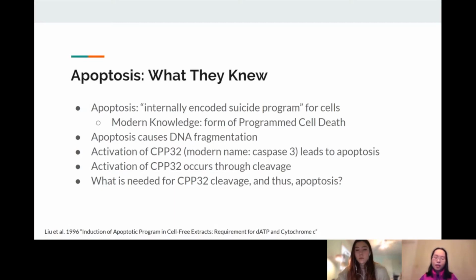They know that activation of CPP32, which is this protein, leads to apoptosis, but they're not really sure what exactly CPP32 does. So the modern name for CPP32 is caspase-3, if you want to look into exactly what this does. The scientists at the time also knew that activation of CPP32 occurs through cleavage. So in order for this protein to become active and for apoptosis to occur, CPP32 has to be chopped in half. So their question was, what exactly is needed for CPP32 cleavage and thus apoptosis?